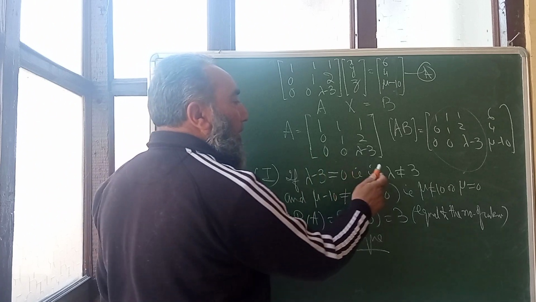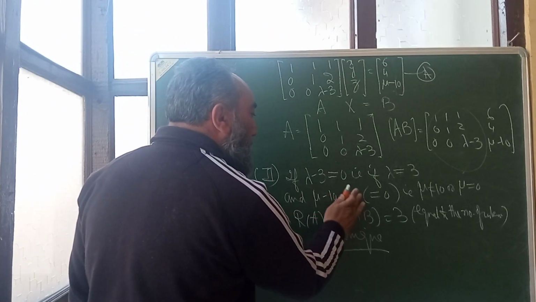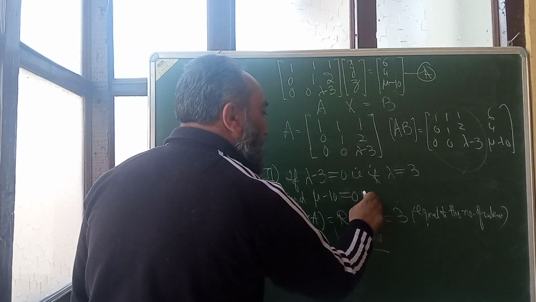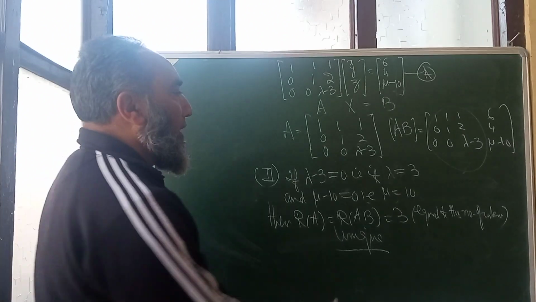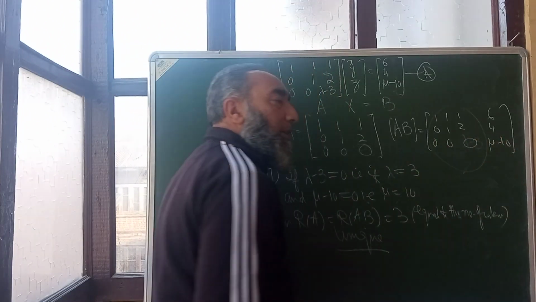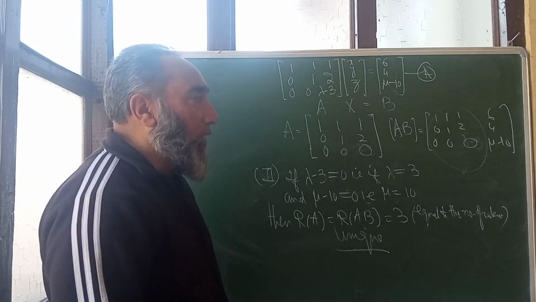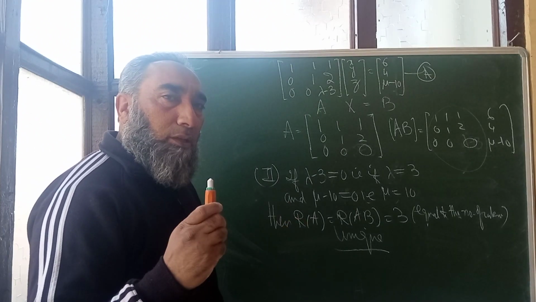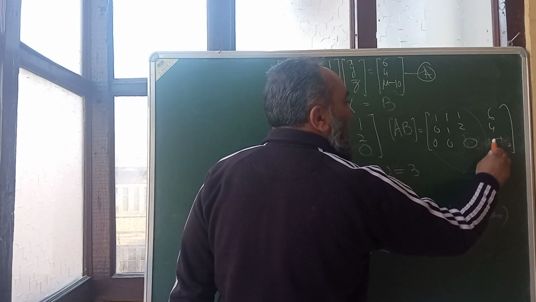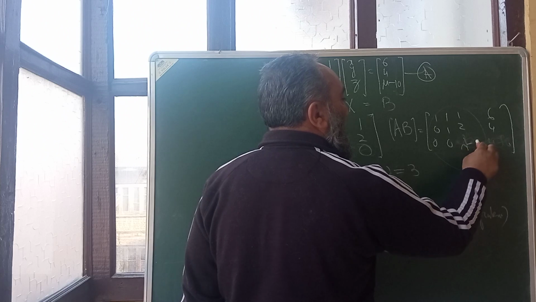Now, if lambda minus 3 is equal to 0, that is if lambda is equal to 3, and this is the second case, and mu minus 10 is also equal to 0, that is mu is equal to 10. See, if lambda minus 3 is equal to 0, rank is 2. But if mu minus 10 is not equal to 0, then rank of AB will be 3. Therefore, in order to have this system to be consistent, mu minus 10 must be equal to 0. So if this is also 0, then rank is again 2 for AB.